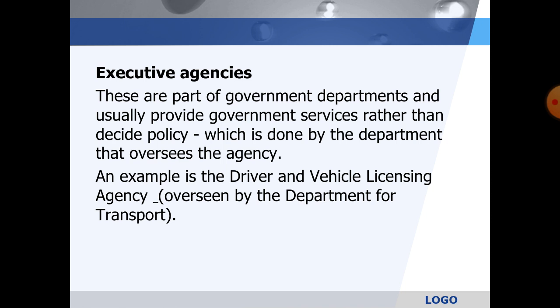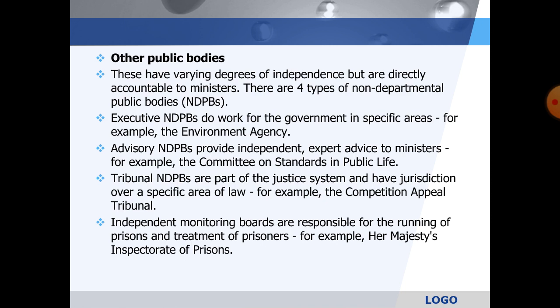Other public bodies. These have varying degrees of independence but are directly accountable to ministers. There are 4 types of non-departmental public bodies. Executive bodies do work for the government in specific areas, for example, the Environment Agency. Advisory bodies provide independent, expert advice to ministers, for example, the Committee on Standards in Public Life.